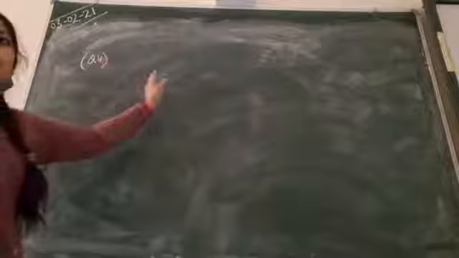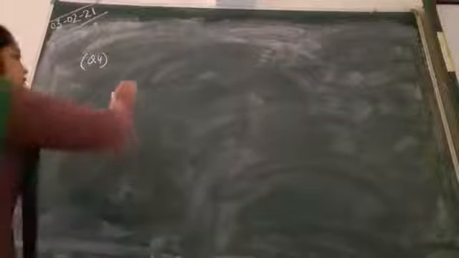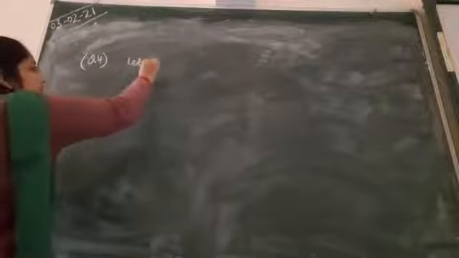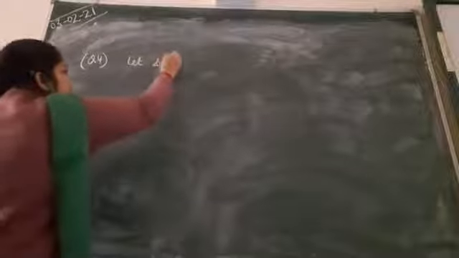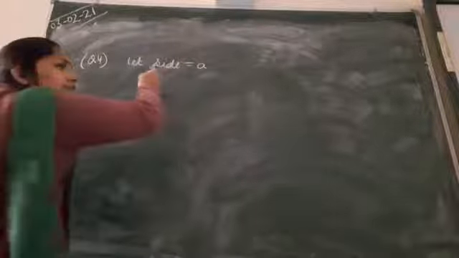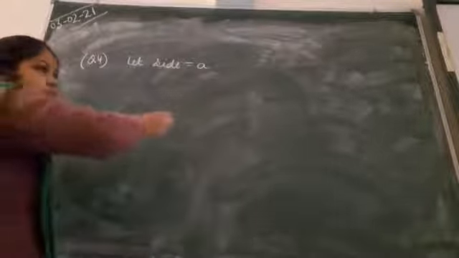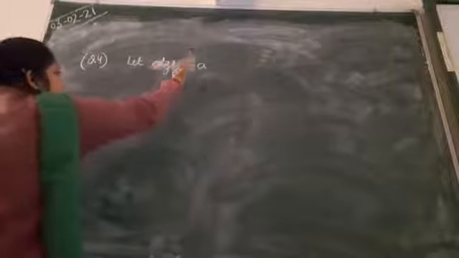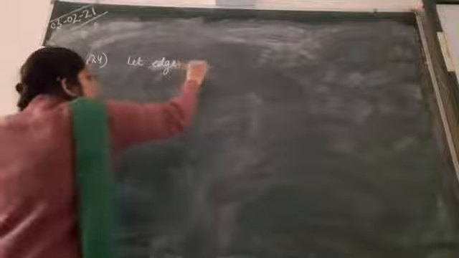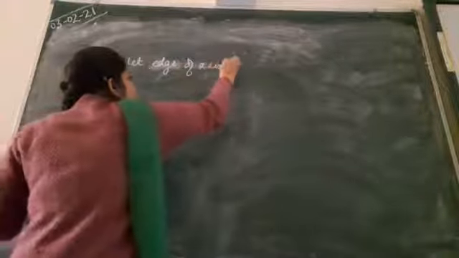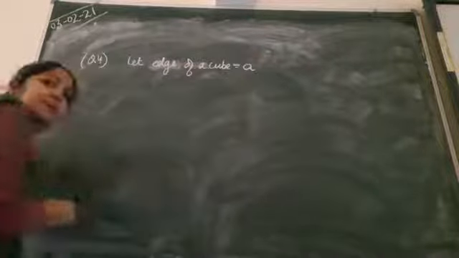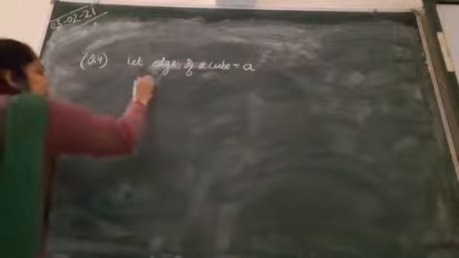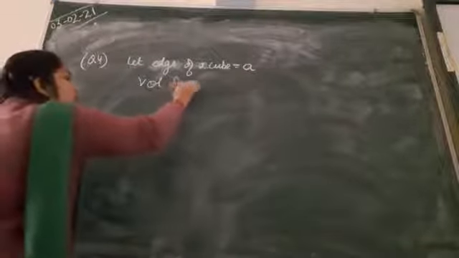So let us do it. I'll write and explain simultaneously. Okay? So first of all, let side equal to A. Side, or you can use word edge also. We'll use word edge because in the question they are using it. Let edge of a cube is equal to A. Right? Therefore, what will be the volume of this cube?